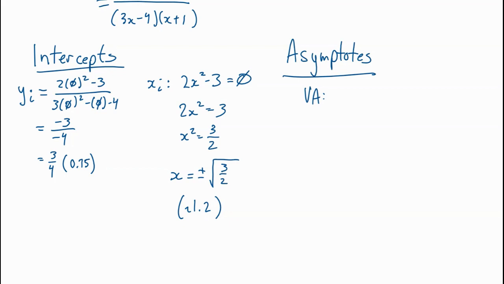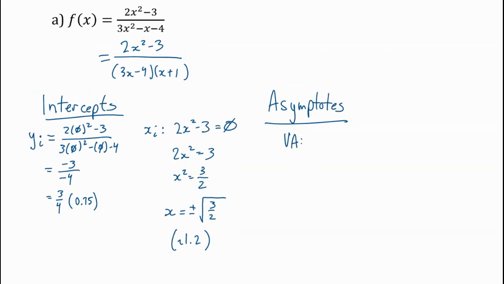How do we find vertical asymptotes? Vertical asymptotes occur when the denominator is equal to 0? That's right, very good. This is what we did yesterday: when the denominator is equal to 0. X-intercepts when the numerator is 0. Vertical asymptotes when the denominator is 0. See how you can get this stuff mixed up?